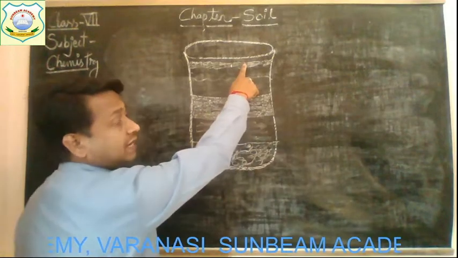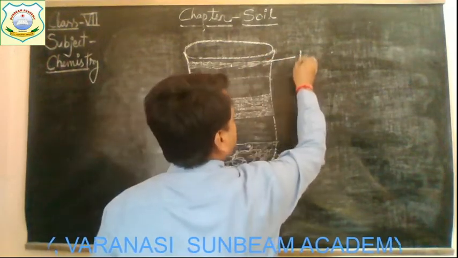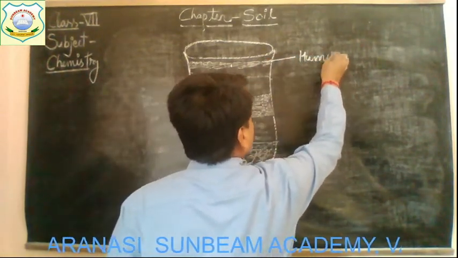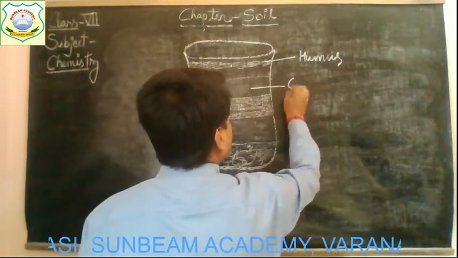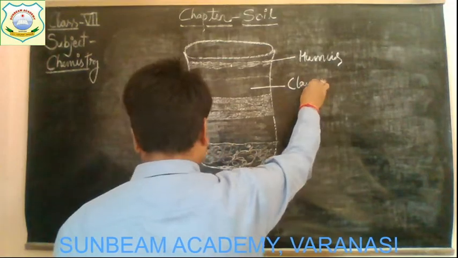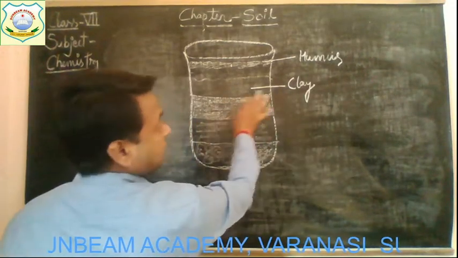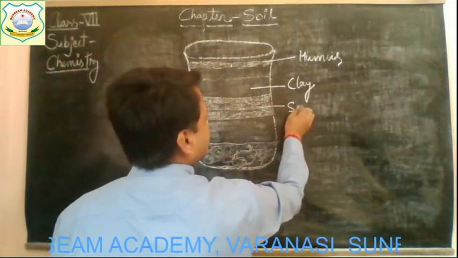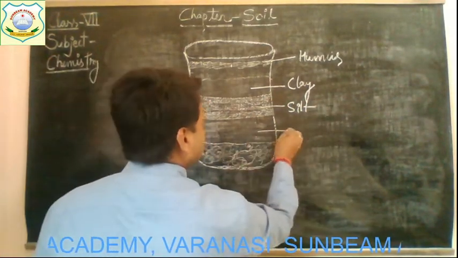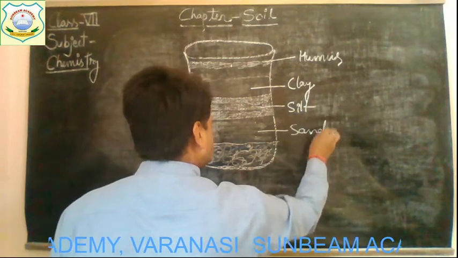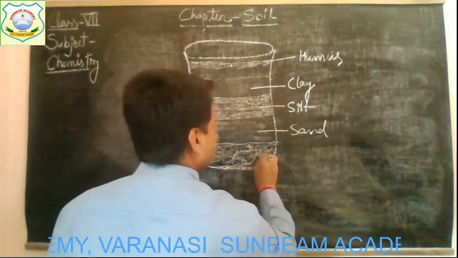So the upper layer is humus. Below the humus, these are clay particles. And below the clay, this dark layer is silt. Below the silt, we have the sand and then gravel.